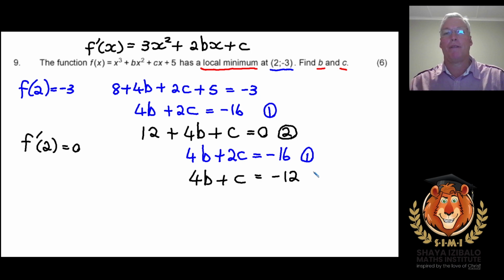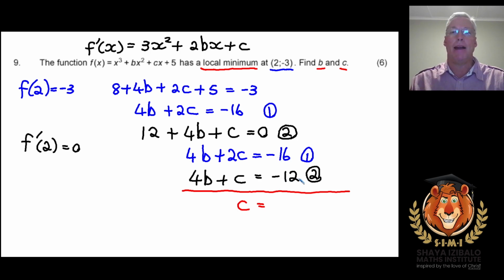Now, because I've got the same number of b's, I can subtract these two equations. And when I subtract them, I actually get no b's, which is a major coup, and I get 2c minus c, which is just c. I get minus 16 minus 12. That's minus 16 plus 12. I should get c equals minus 4.